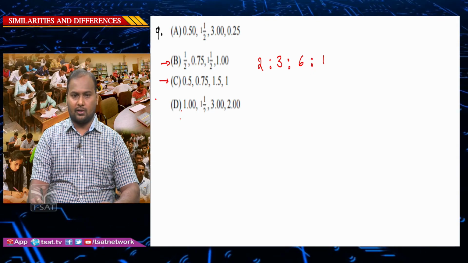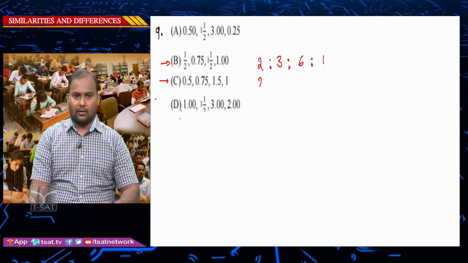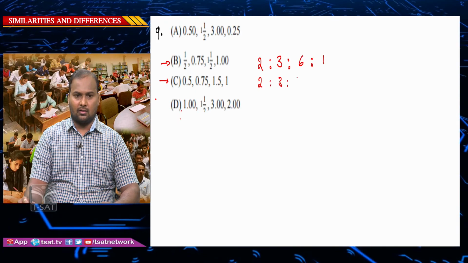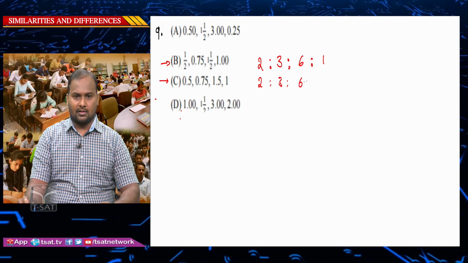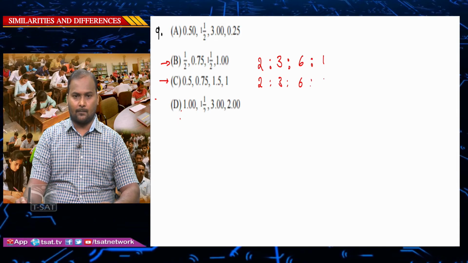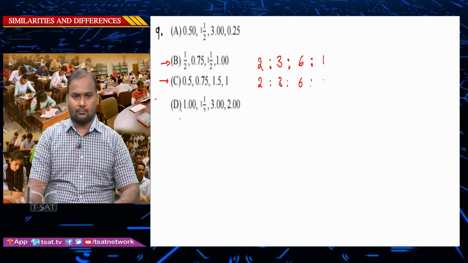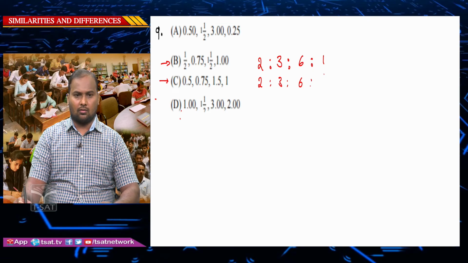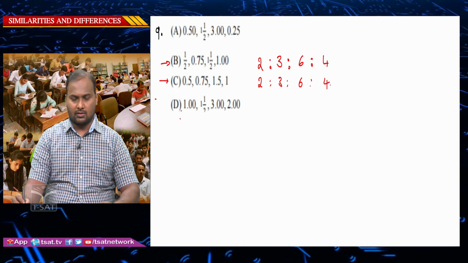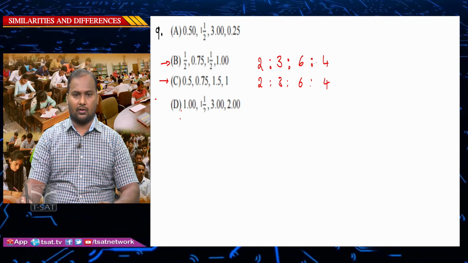In the same way, option B is 0.25 into 2 is 0.5, 0.25 into 3 is 0.75, 0.25 into 6 is 1.5. In the same way, 0.25 into 4 is 1. So the ratio is 2:3:6:4. That is the ratio.